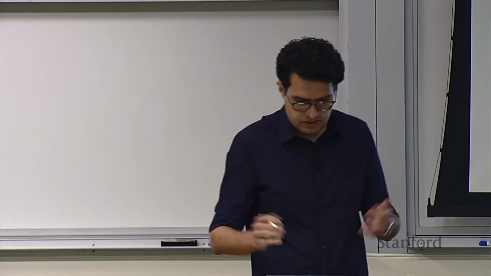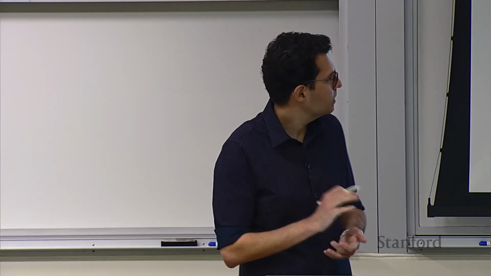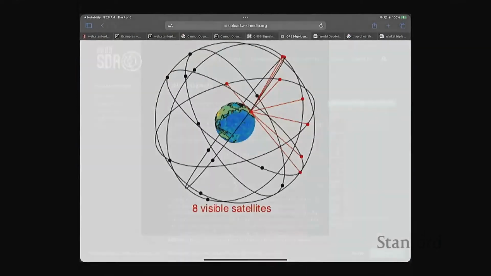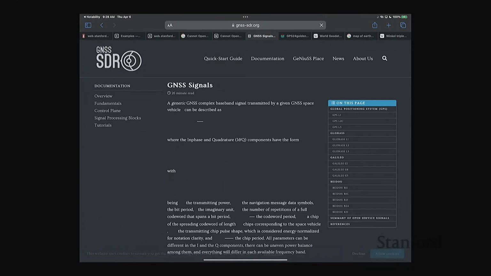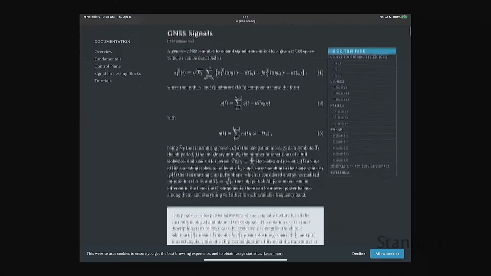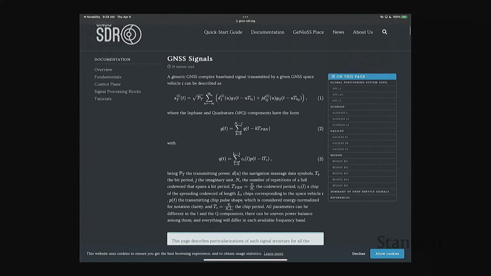But if you're interested, in some parts of the slides, as you see, there are hyperlinks, and these are fully optional reads. For instance, this one takes you to the website GNSS Software Defined Radio, which is an open source community of people working on GPS, and this one has the full-blown GPS signal model.